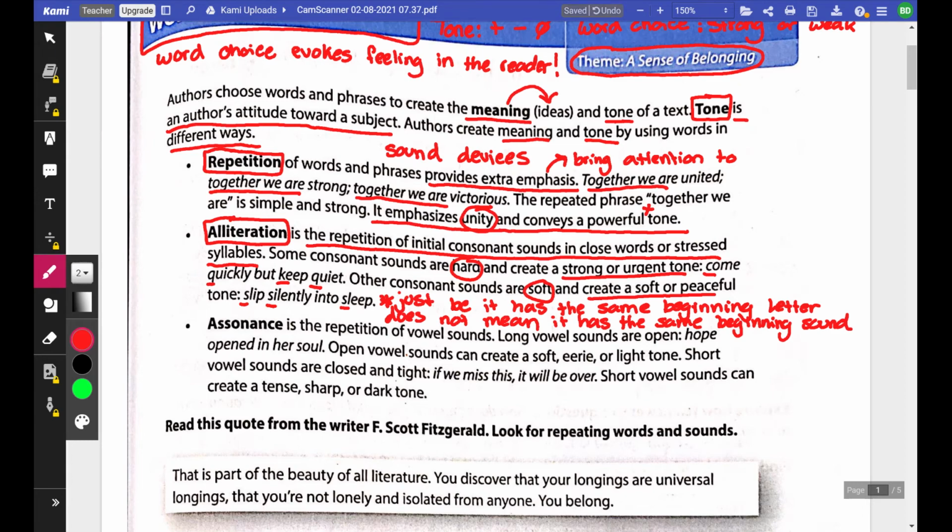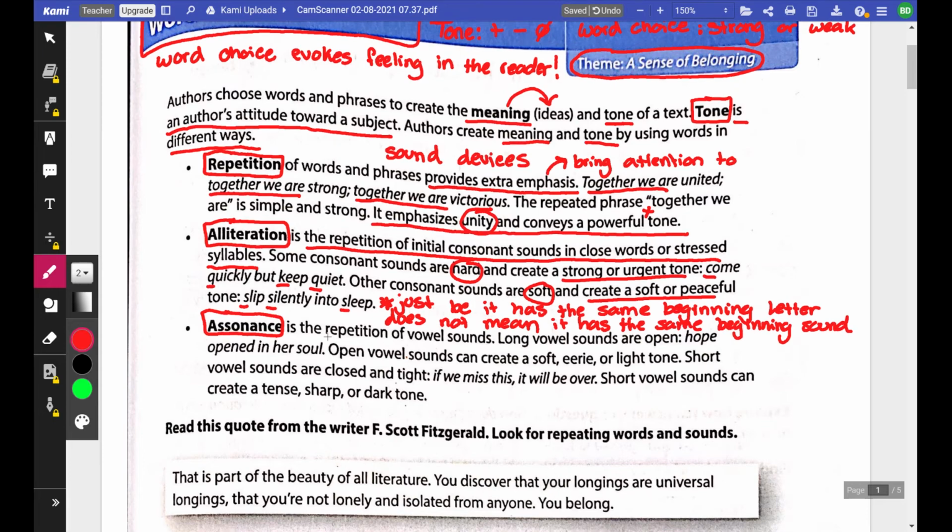All right, so let's move on to assonance. This one's kind of new for us. Assonance is the repetition of vowel sounds. We've already talked about the repetition of consonant sounds, and now assonance is our repetition of vowel sounds. Long vowel sounds are open. So we have, hope opened in her soul. That O sound is an open vowel sound that's being repeated.